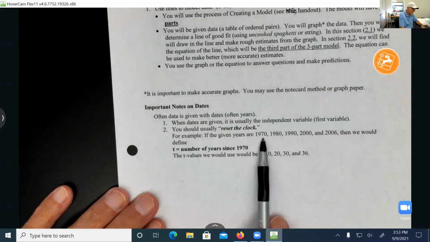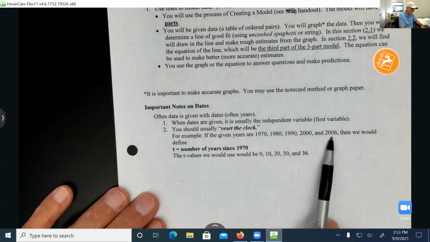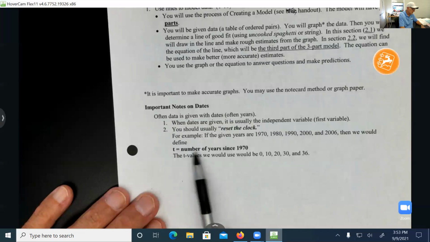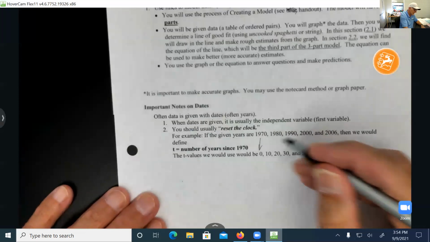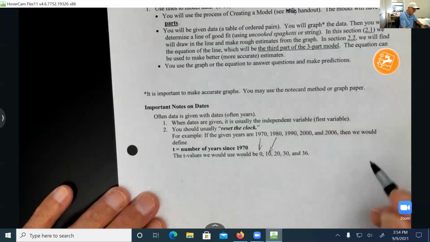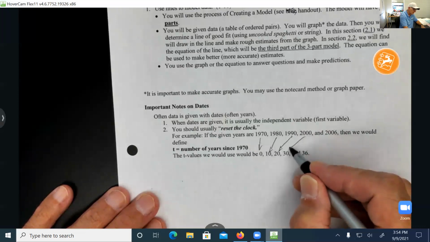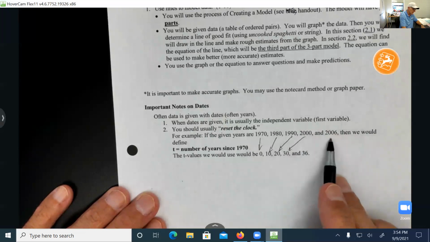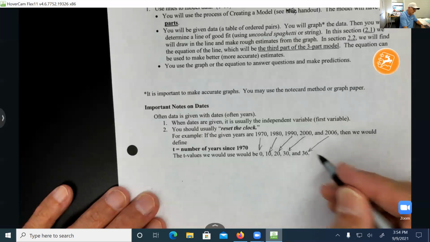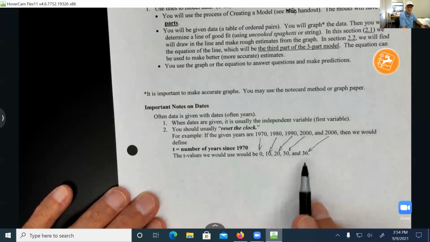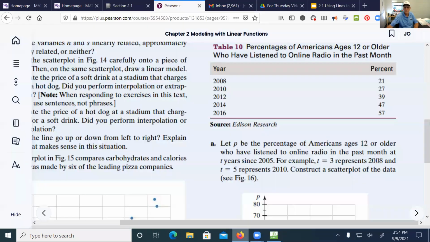Let's say we have the years in our data set 1970, 1980, 1990, 2000, 2006. And let's say we define T to be the number of years since 1970. The actual T values that we would use in our graph and in our calculator would be 1970 minus 1970, which is 0. 1980 minus 1970 is 10. 1990 minus 1970 is 20. 2000 is 30 years after 1970, and 2006 would be 36 years after. So we have to subtract to get the T value. Now let's return to question 3.